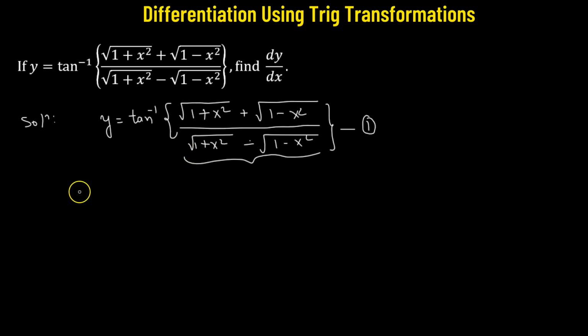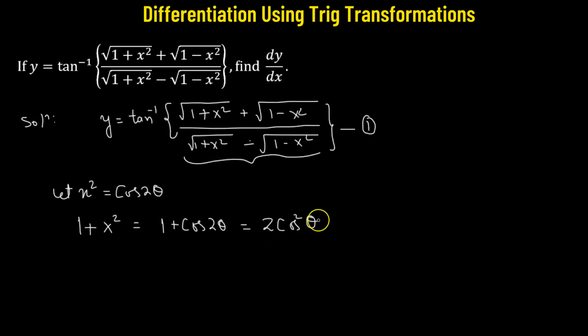Fine. So here, we will consider x squared to be equal to, let's say, cosine of 2 theta. If we take x squared equal to cosine of 2 theta, then 1 plus x squared will be equal to 1 plus cosine of 2 theta. Now we know this identity, 1 plus cosine of 2 theta is given by 2 times cosine squared theta. And when we take the square root, square root of 1 plus x squared will be equal to square root of 2 times cosine theta. Let's label this as number 2.